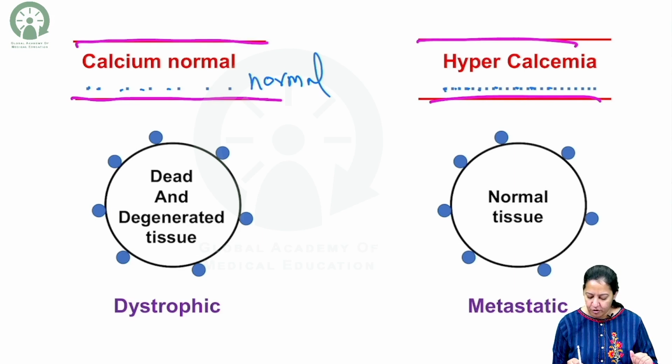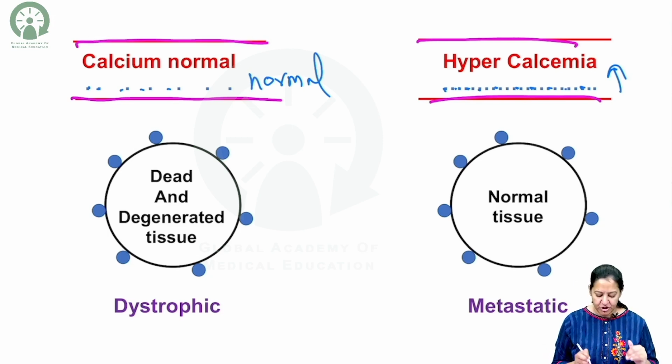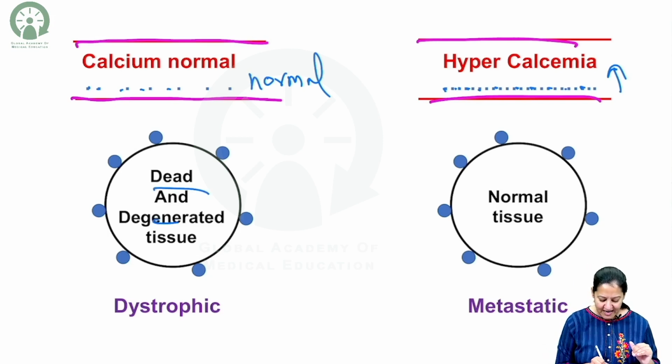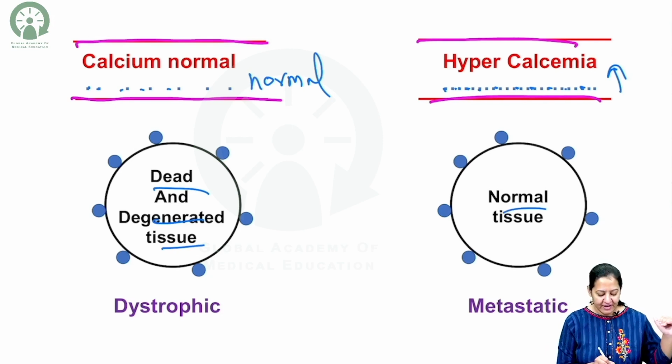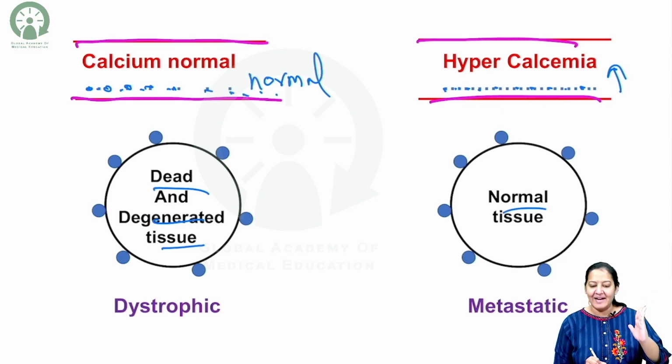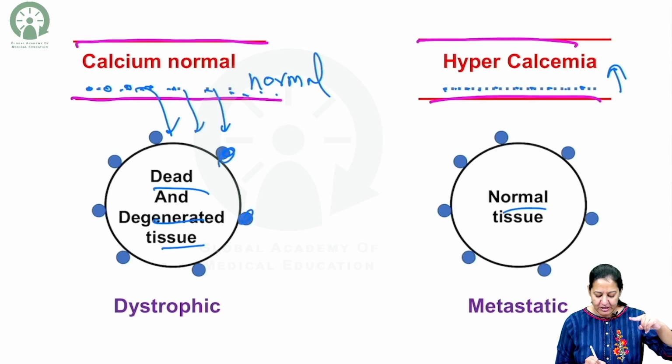See how much I have drawn. It's hypercalcemia. The amount of calcium is more than 11 milligram per deciliter. Now see the tissue. This is a tissue which is dead and degenerated, and here the tissue is normal. So whenever normal calcium is passing in a blood vessel and any dead tissue comes on the way, calcium will come out of the blood vessel and get deposited here. So this is known as dystrophic calcification.